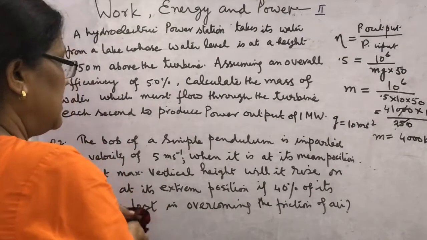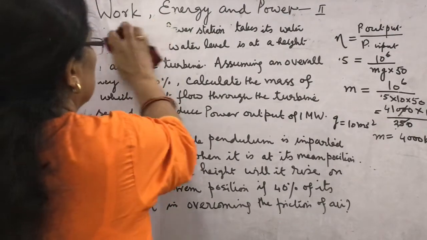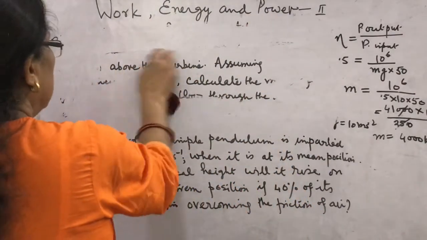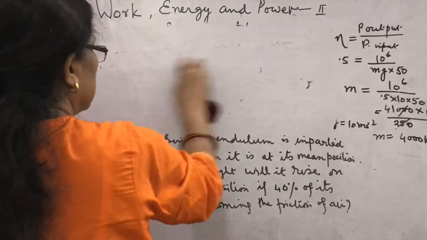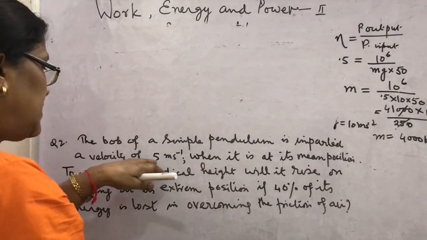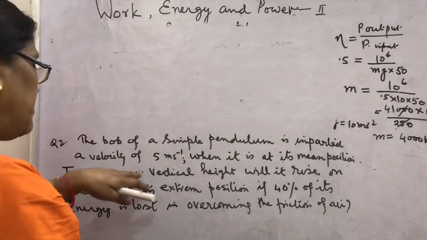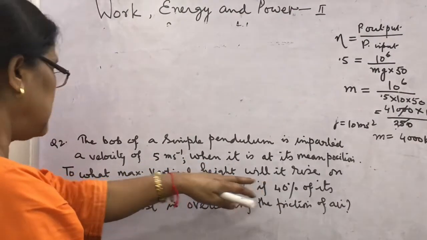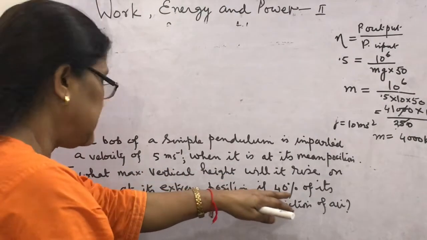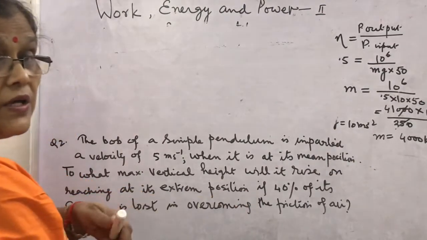What about the second question? I will solve here. So look, it is given that a pendulum is imparted a velocity of 5 meter per second from its mean position, and to what maximum vertical height will it rise on reaching its extreme position if 40% of its energy is lost in overcoming the friction of air.